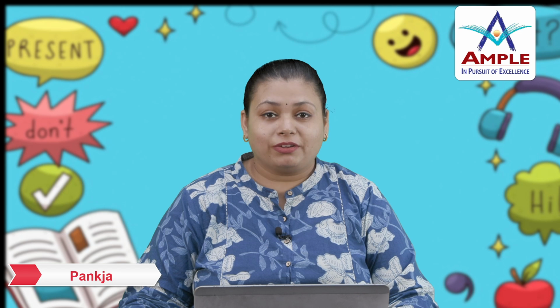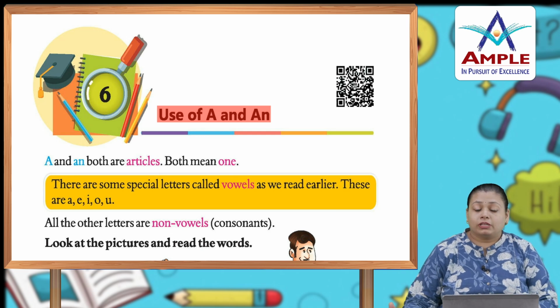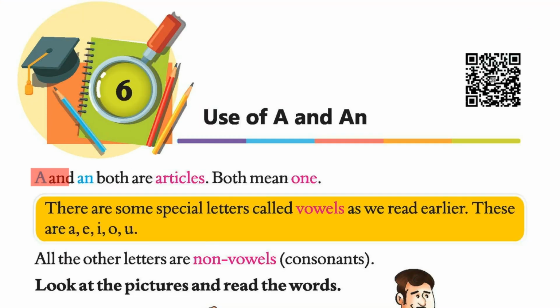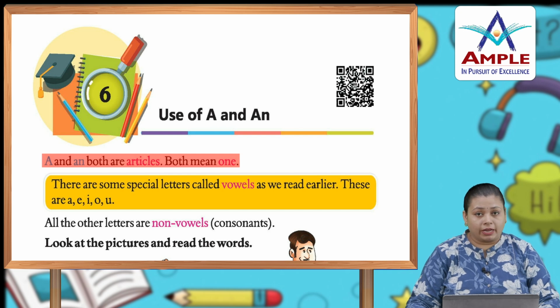So students, today we are going to start the chapter named Use of A and An, where we use A and where we use An. In this chapter we come to know about when we use A and when we use An. A and An both are articles, both mean one. When we are talking about a singular thing, we use A or An before that noun or thing.